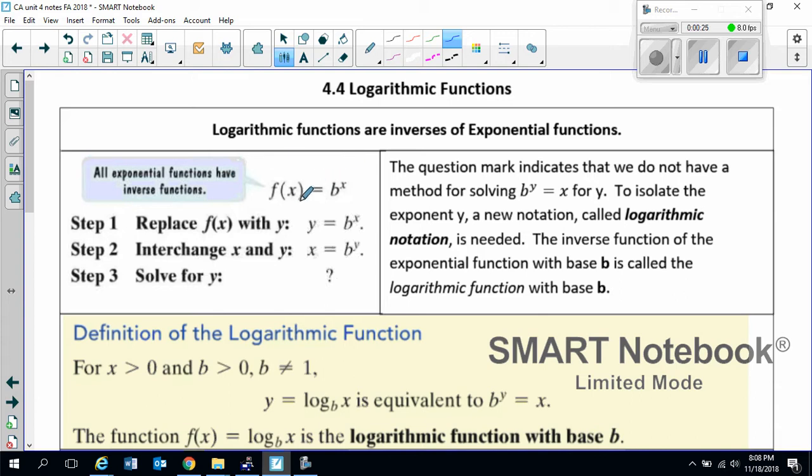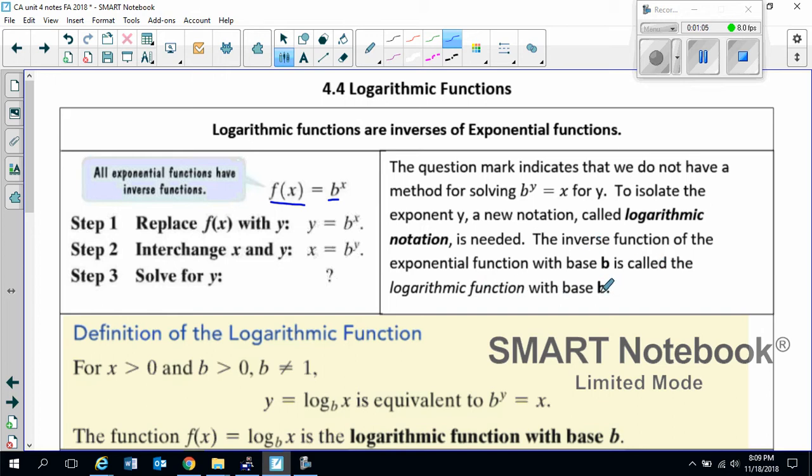So if you have f of x equals b to the power of x, and you're asked to find the inverse, you will convert this to y, and then we interchange, and then how do I solve for y? The question mark indicates that we do not have a method for solving this, to isolate the exponent. So a new notation called logarithmic notation is needed. The inverse function of the exponential function with the base b is called the logarithmic function with base b.